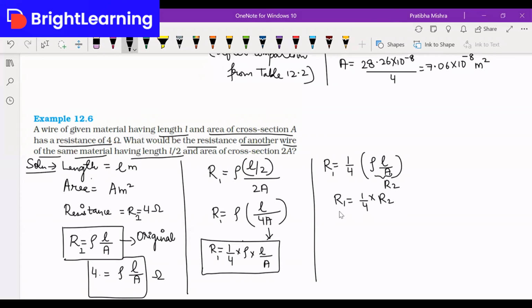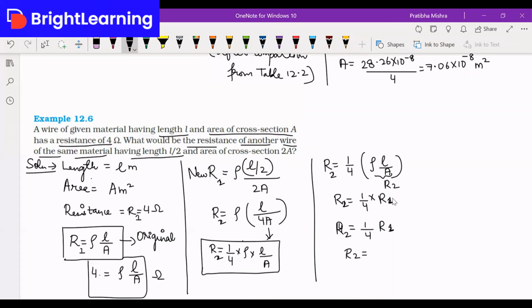So what's the value of R1? It is 4. Okay. So R2 is how much? How can you find it out? Sorry, new resistance is R2. This was R1, this was R2. I have just changed that 1 and 2. Sorry for that. This is R2. This will be R1.